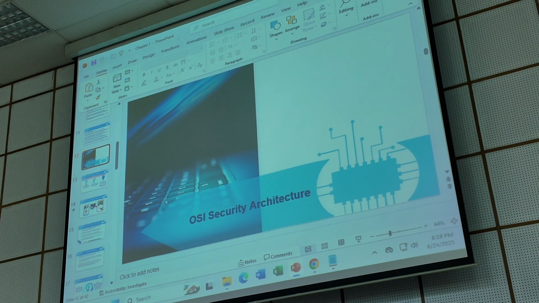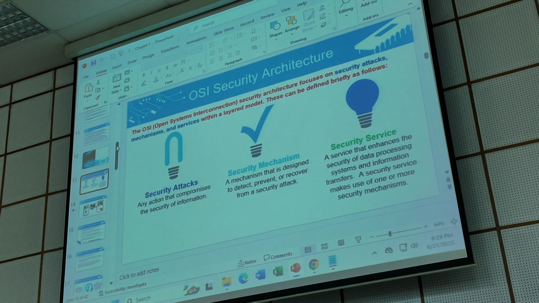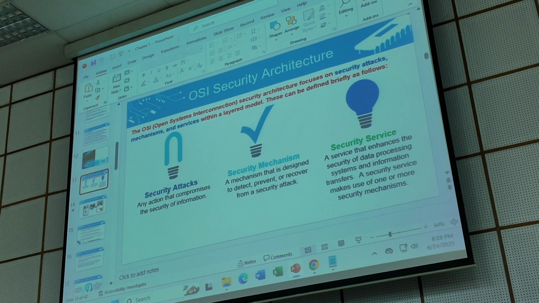So for this part, OSI security architecture, in all the layers, as I say there are a total of 7 layers. For all the layers, they will list down the types of attack that will happen, the security mechanism that you use to prevent the attacks, and the third one is the security services. Later on, I will explain the security services and also the mechanism.